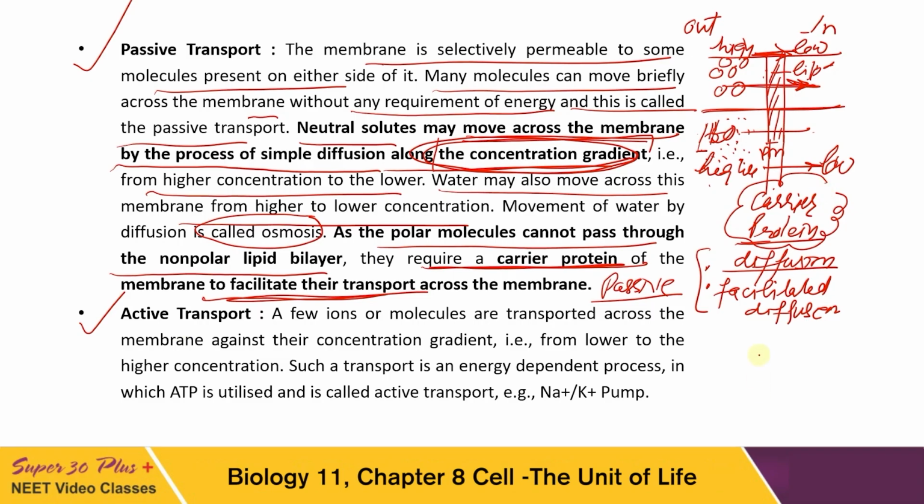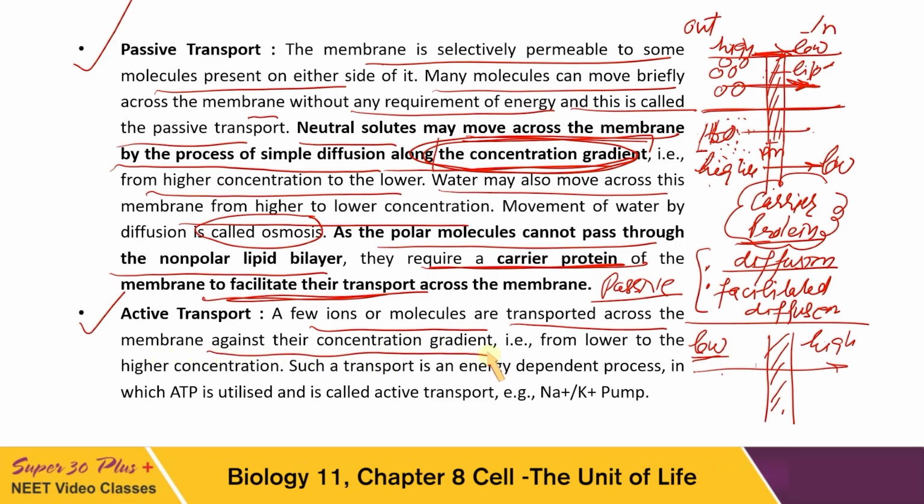Active transport, that is what happens now. Active transport: this is the plasma membrane again. Here the concentration is low, here the concentration is high. When the substance moves from low concentration to high concentration, this is against the concentration gradient. A few ions or molecules are transported across the plasma membrane from this side to this side. That will always be from low concentration to high concentration, against the concentration gradient, from low concentration to high. Are you getting my point?